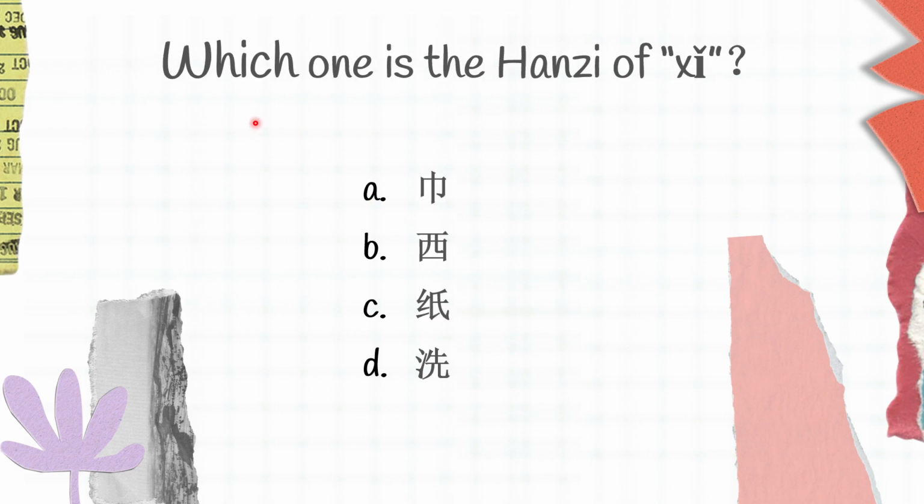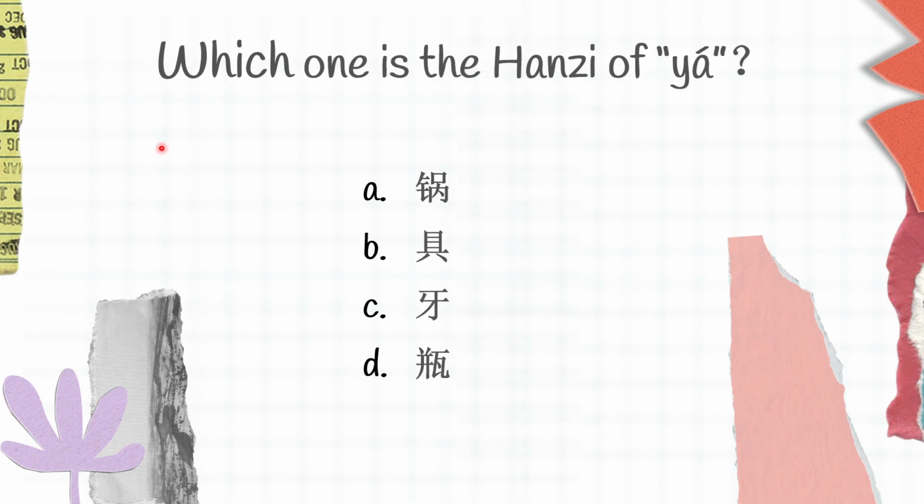Moving on to the next one. Which one is the Hanzi of C? Is it A, B, C, or D? A is 金, B is C, C is 子, D is 喜. And D is the correct answer for this question.